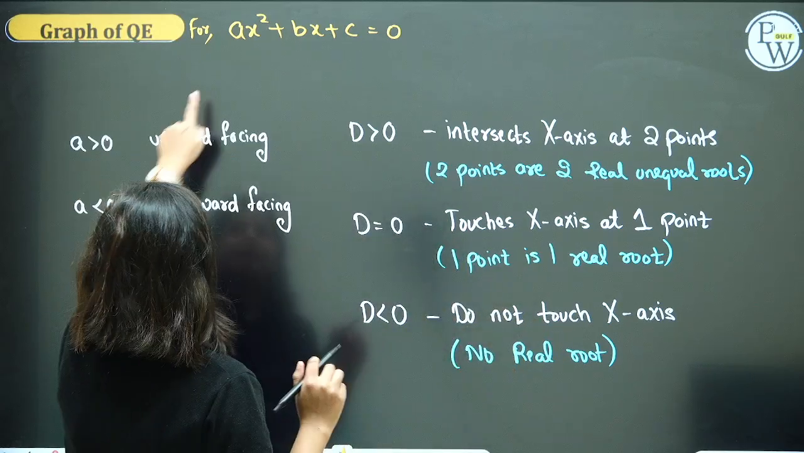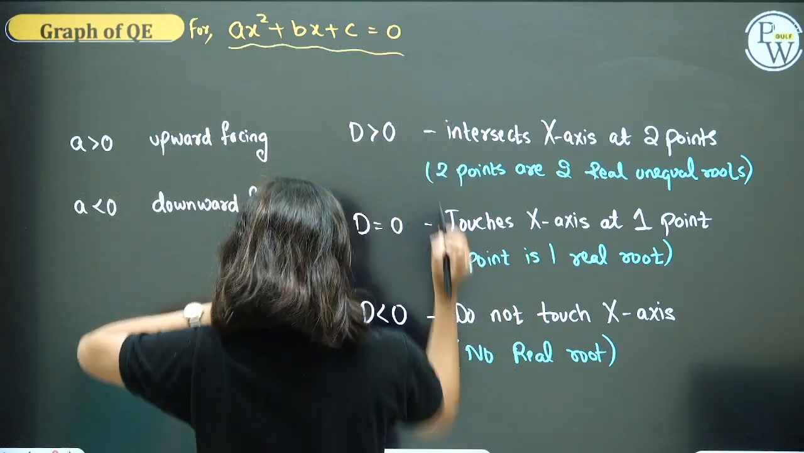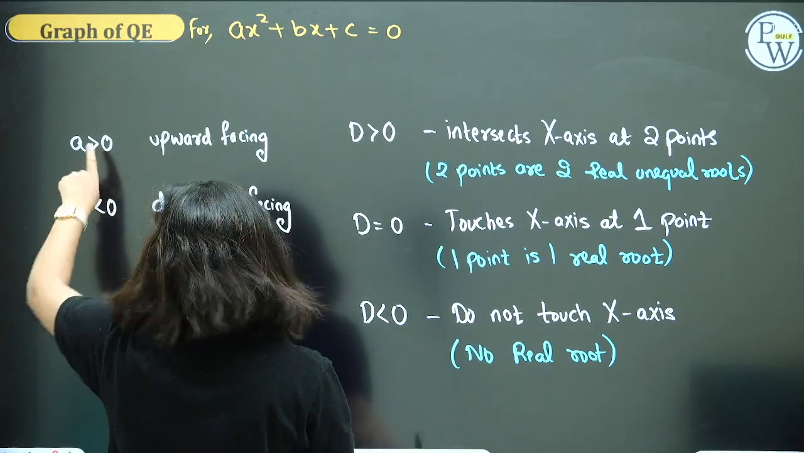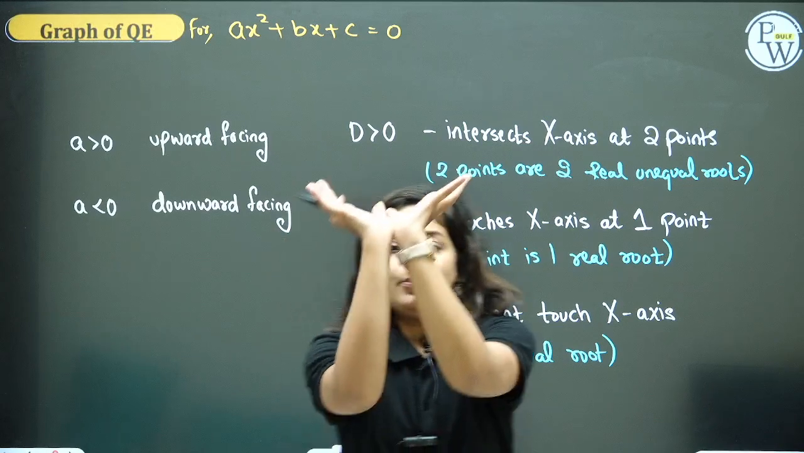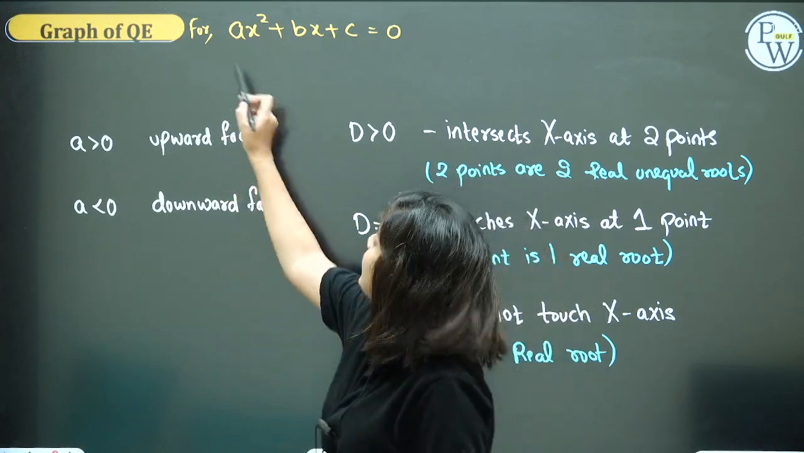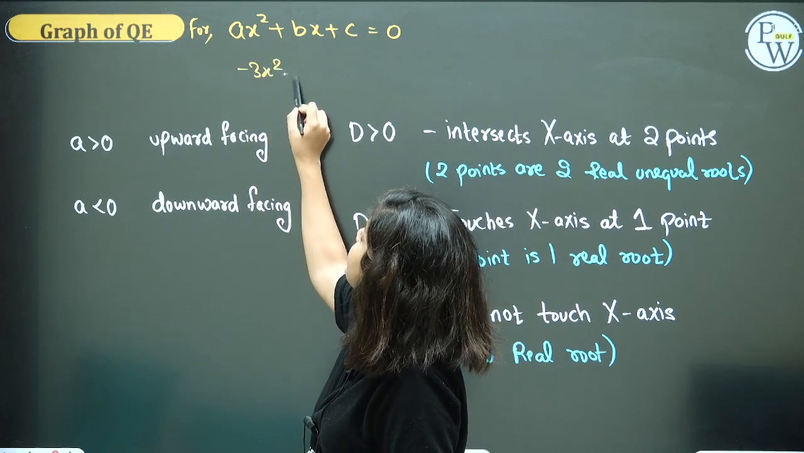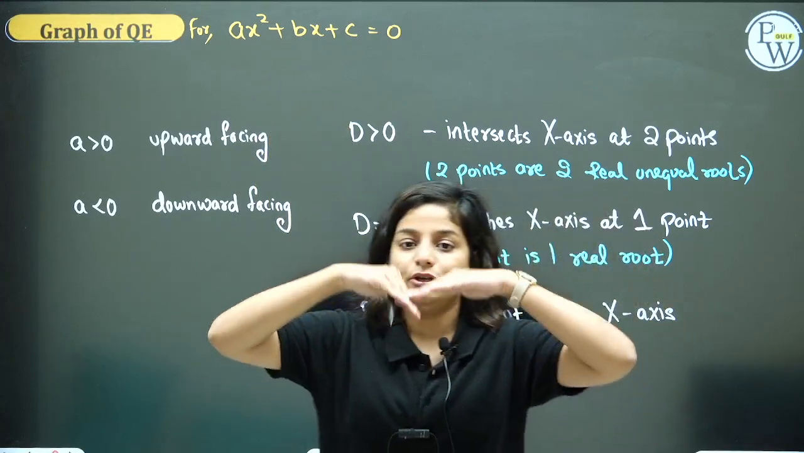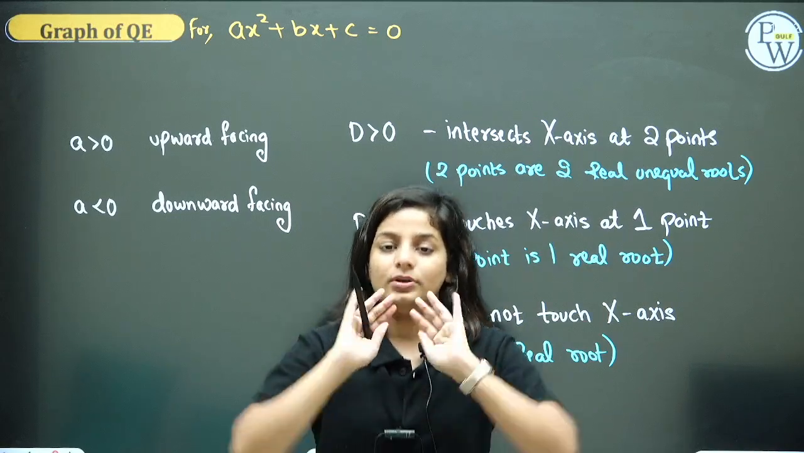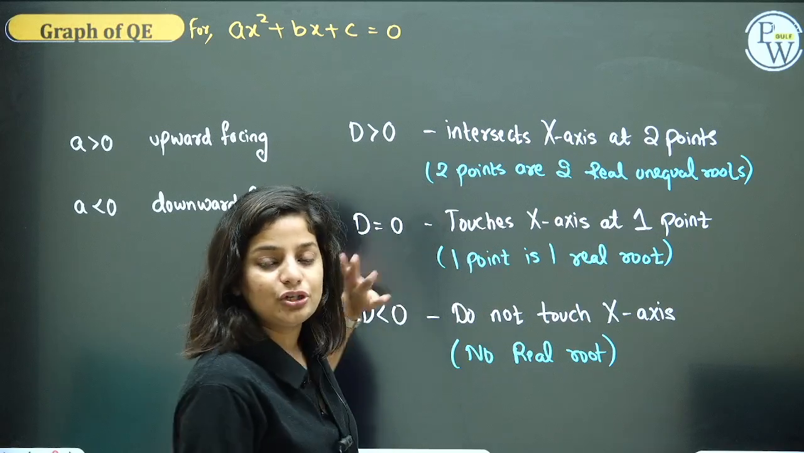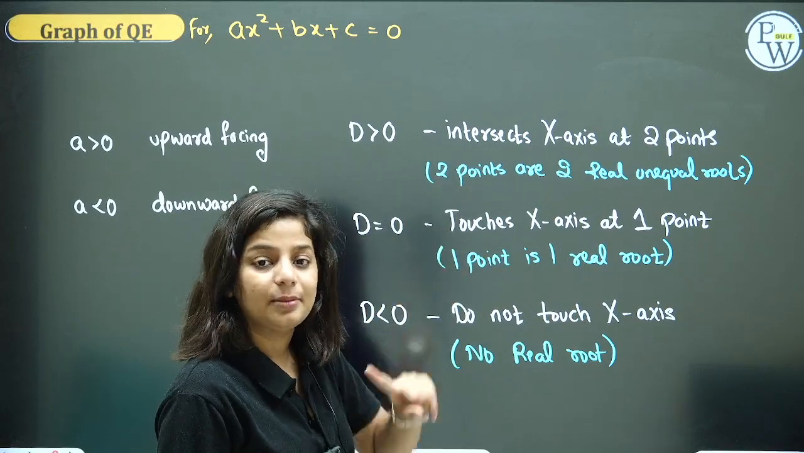Whenever you see in a quadratic equation the coefficient of x square greater than 0, the graph is going to be upward facing. And whenever the coefficient of x square is negative, like minus 3x square something, the graph is going to be downward facing. Remember that. Okay, that's about the coefficient of x square. And the discriminant will tell us something important.